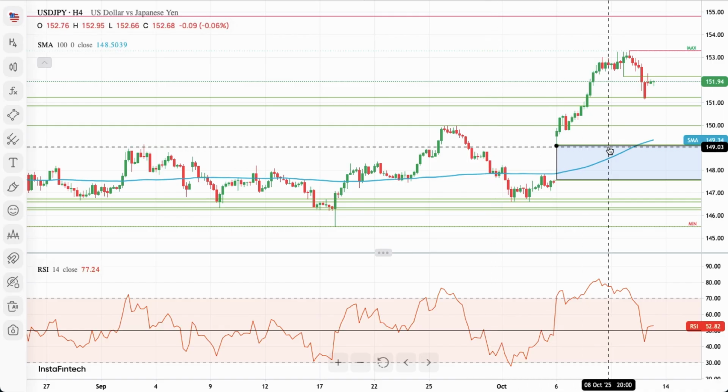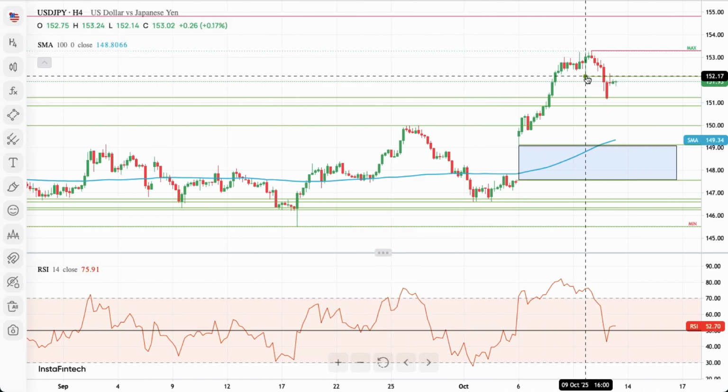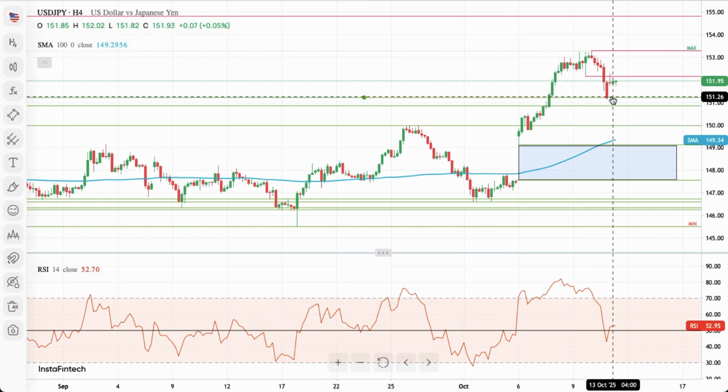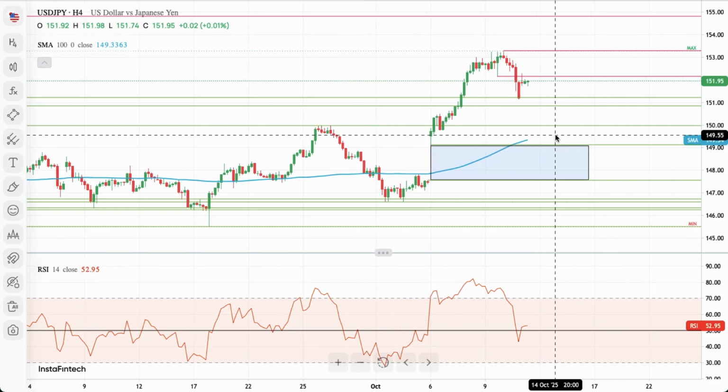US dollar versus the Japanese yen finally coming down. We broke below the Friday low, 152.17. Now we are testing the old targets. Now there are technical support, 151.21, 150.84. Please remember there is still blue rectangle on our chart.